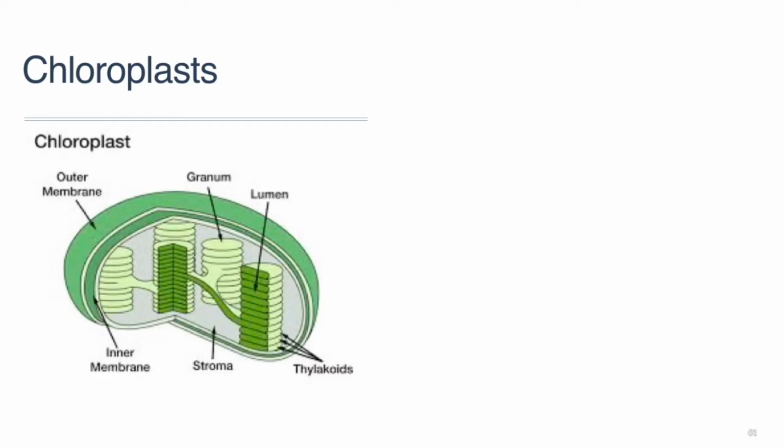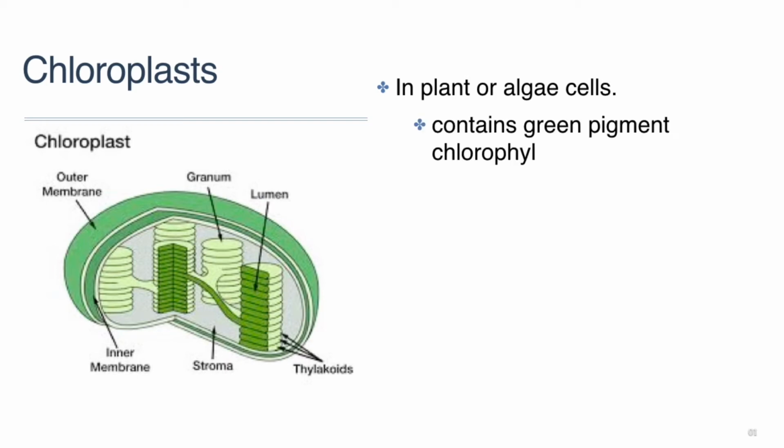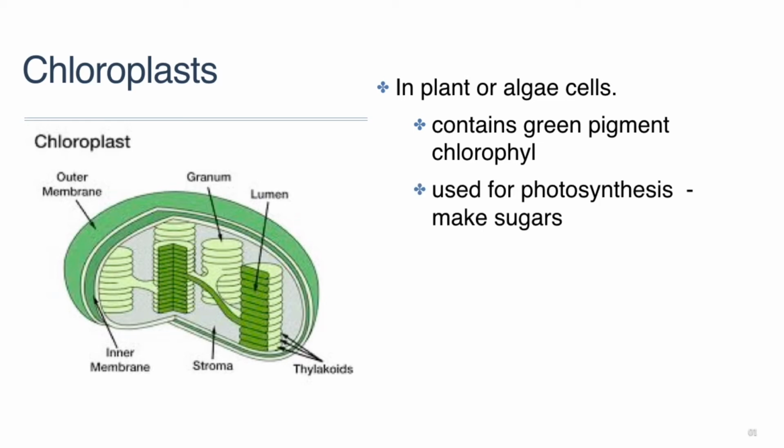Now, chloroplasts are another type of organelle that are kind of related or contrasted with mitochondria. The chloroplast is the organelle that is responsible for photosynthesis and is found exclusively in plants or algae and pretty much any other photosynthetic eukaryotic organism. Chloroplasts contain the green pigment chlorophyll, which is used during photosynthesis to make sugars.